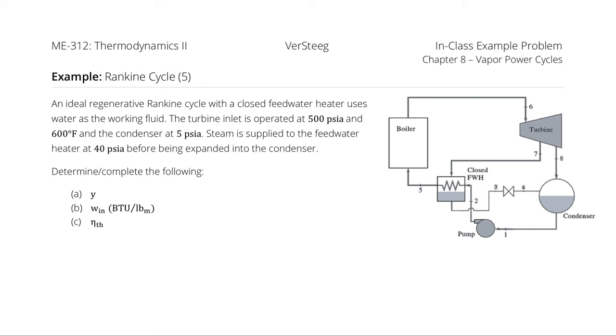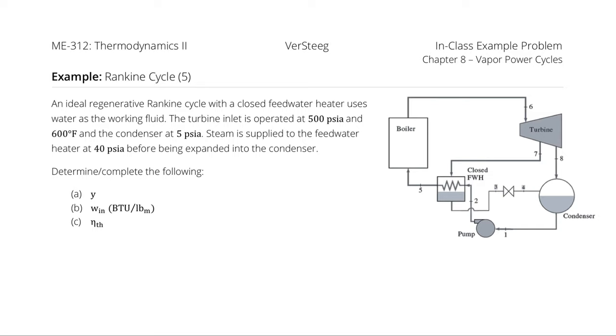That means that one pump is accomplishing all of the work, and that 1, 2, 5, and 6 all have the mass flow rates of the cycle. Let's start by identifying our independent intensive properties for the state points so that we can then determine the specific work in, the specific Q in, the specific work out, and the specific Q out, and then the thermal efficiency.